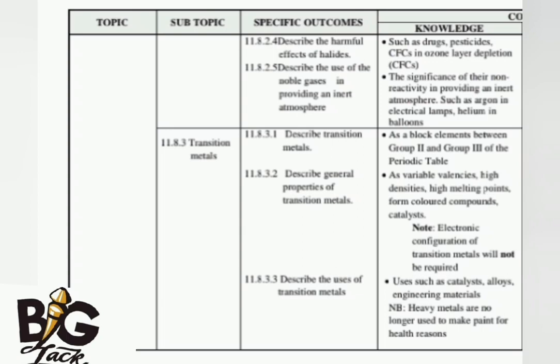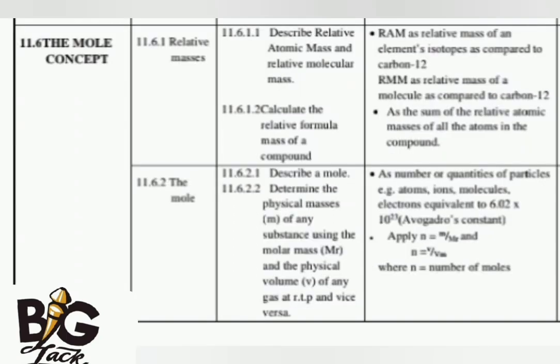Apart from that one, they are going also to ask you to... Okay, so the topic which is likely to come in your paper is mole concept. So mole concept is highly examinable. So the first thing that you need to know is how to determine the relative atomic mass and relative molecular mass. So in an exam, they can say differentiate between relative atomic mass and relative molecular mass.